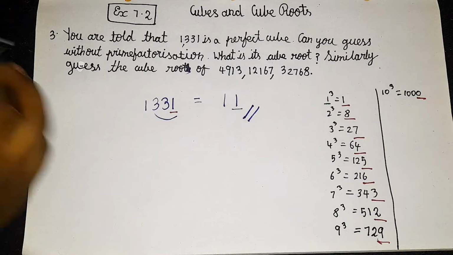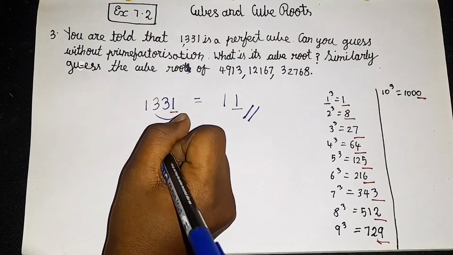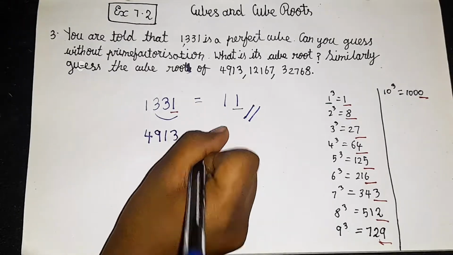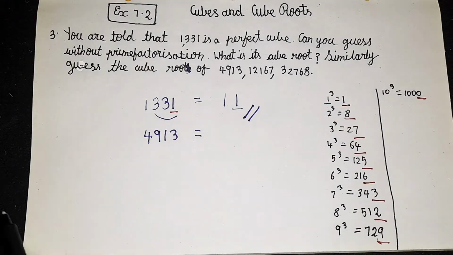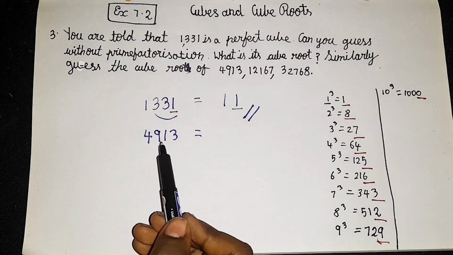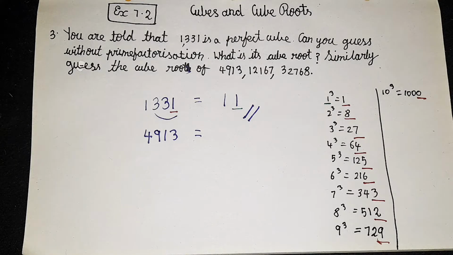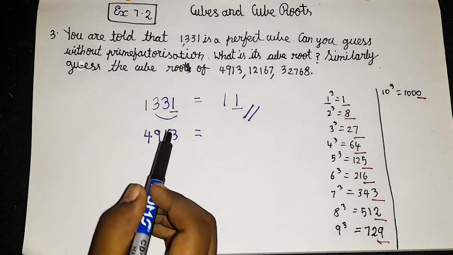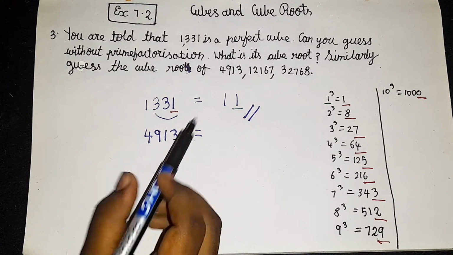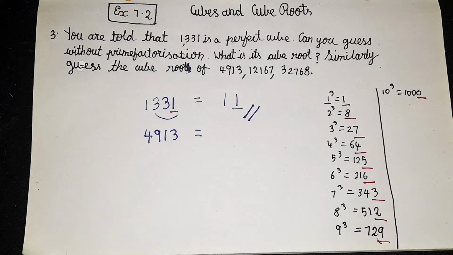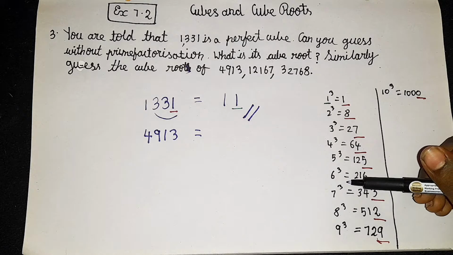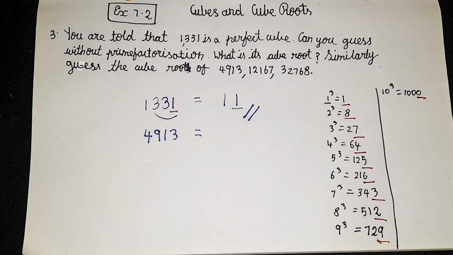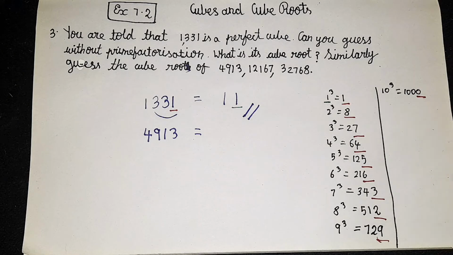Now let's see the second question, that is 4913. Here you might have some confusion. To solve that, let's solve this sum. Here our end digit is 3. So where do we have 3 here? Just check it out. 7 cube's answer is 343. Am I right? Look at it. In this the end digit is 3. We should concentrate on the end digit.